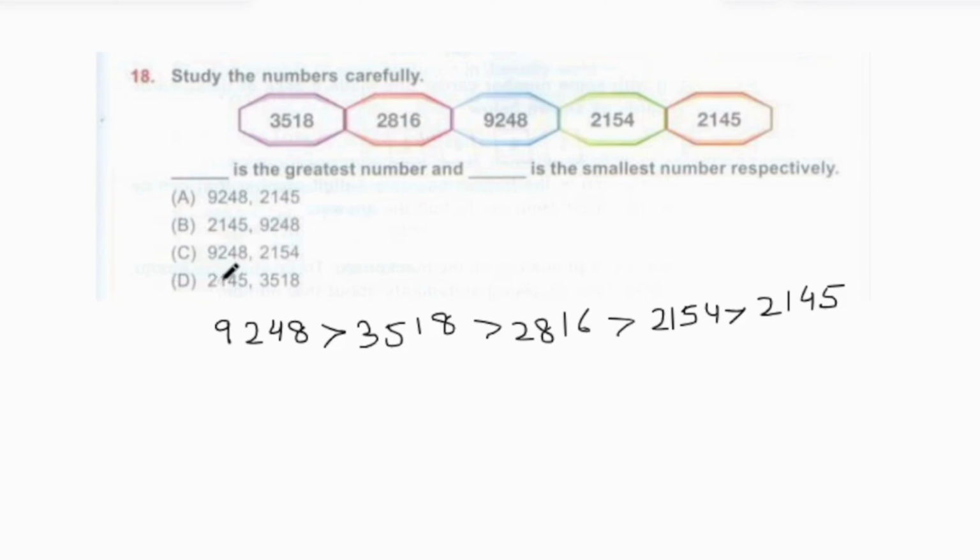Now let's look, since the first number that you have to find is the greater number, you can eliminate option B and C. So, sorry, eliminate option B and D because they start with a small number. So our correct options will be among option A and option C. Right? Now look at the smallest number. The largest number is 9248 and the smallest number is 2145, which gives us option A as the correct option.